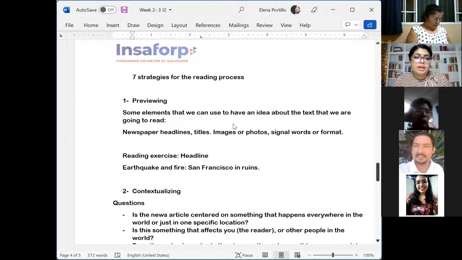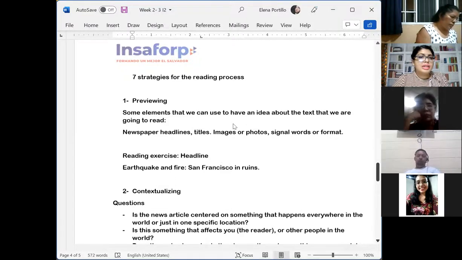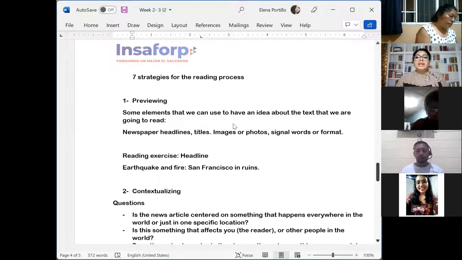When we read, in this case, it is guessing about the text or the things that we are going to read in a text, and we use the headlines of the newspapers to do this strategy because we guess what is the news about.